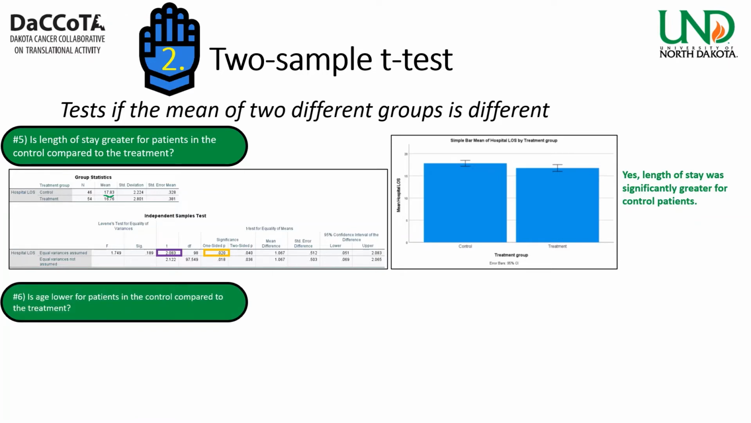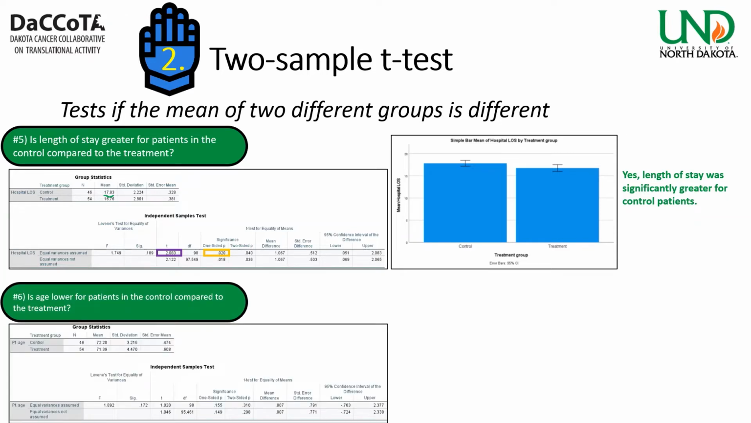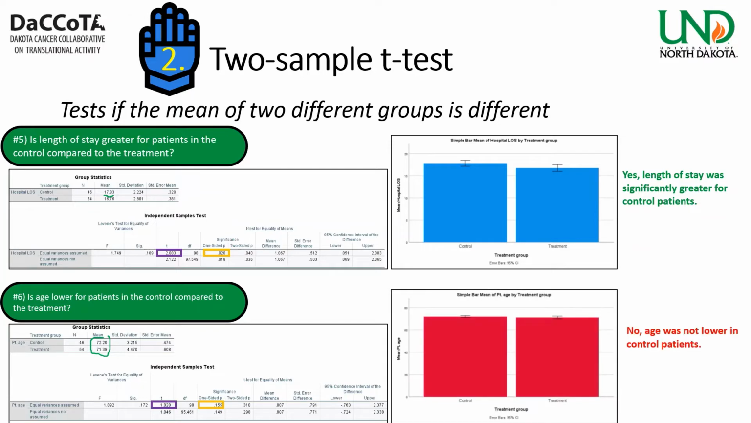What about age for patients in the control compared to the treatment? Well, the mean age looks very close, 72 and 71, and the t-value is not significant. So there was no significant difference in age between control and treatment, which is good. That was a good design of the experiment, because you want to have sort of randomly assigned that there shouldn't be any bias between age. So anyways, there we go. That was the two sample.